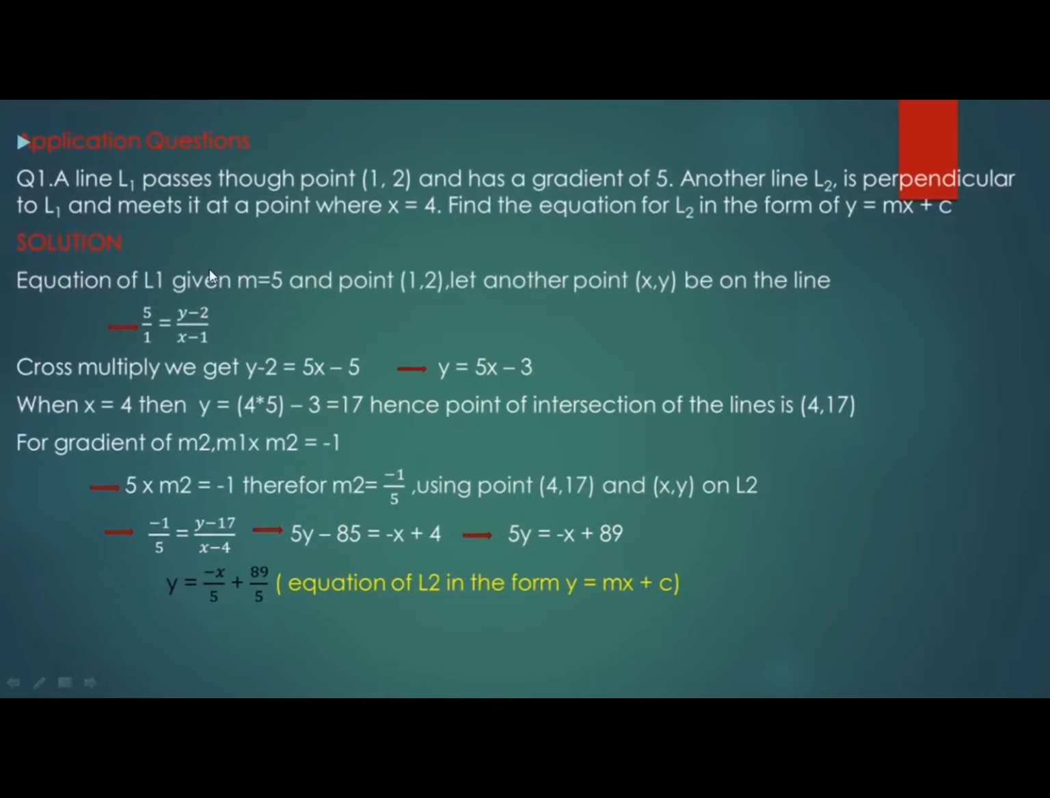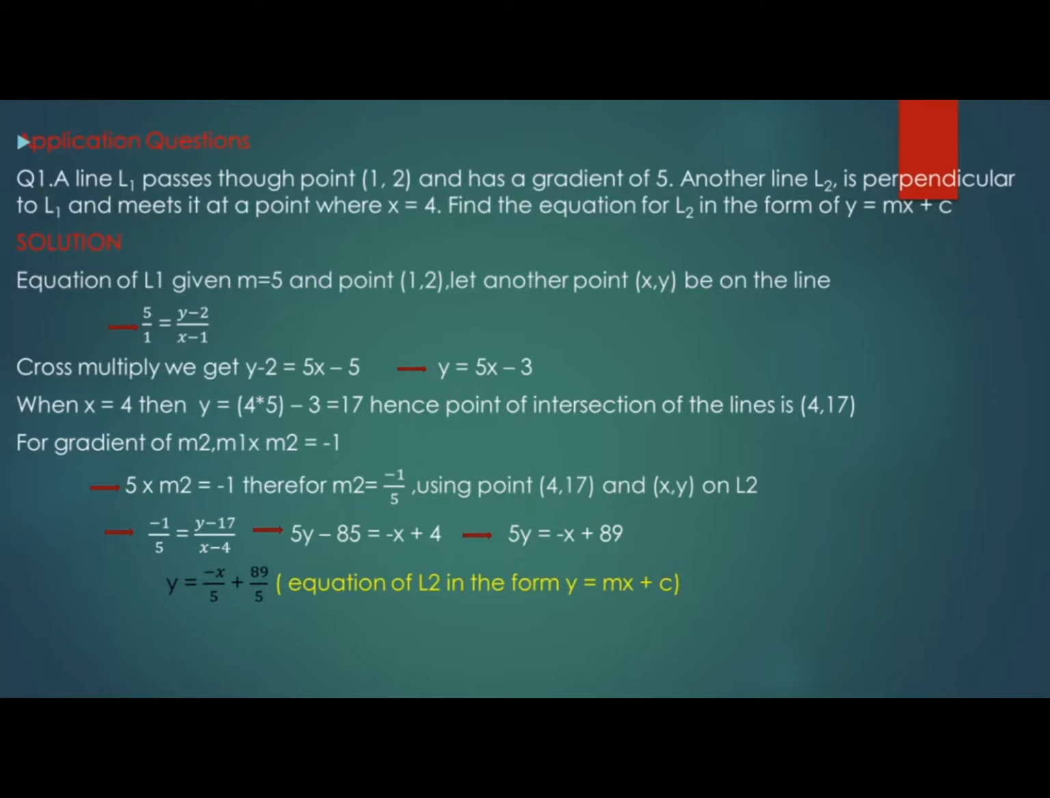Now we want to do application questions because we are done with the topic. That is all that you need to know. Now we go to application questions and do some of the questions that you expect, for you to understand this topic better. Question number 1.